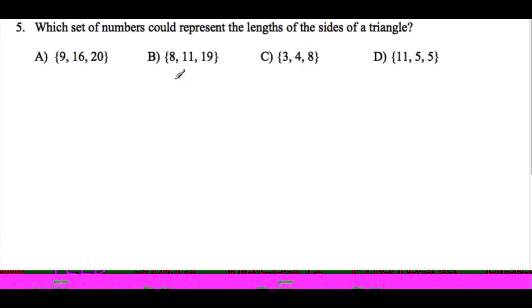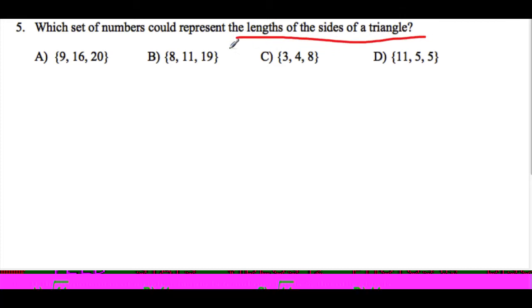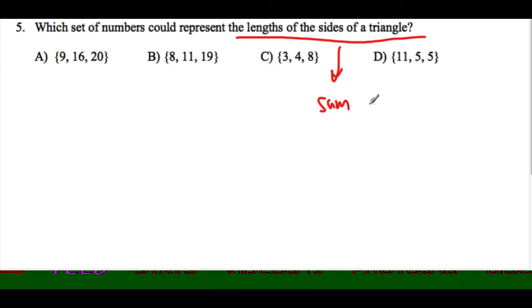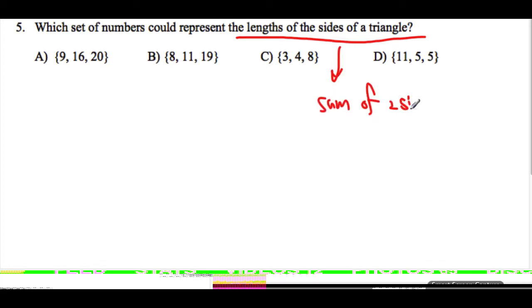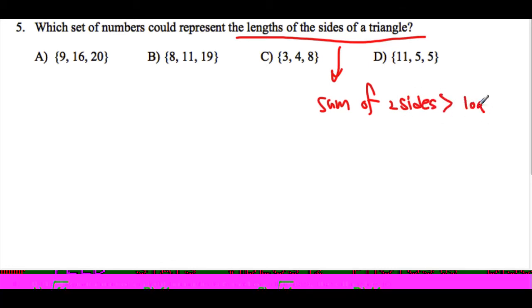Now let's look at number 5. Length of the sides of a triangle. How do you figure out if something is the length of the sides of a triangle? The sum of the 2 sides has to be greater than the longest. That's basically what we have to realize, greater than the longest.